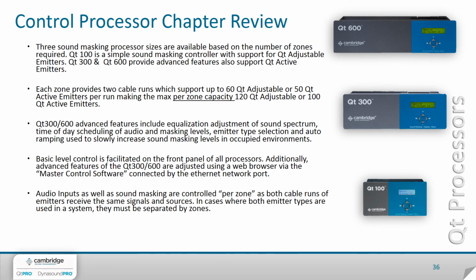Audio inputs as well as sound masking are controlled per zone, as both cable runs of emitters receive the same signals and sources. In cases where both emitter types are used in a system, they must be separated by separate zones. QT control processors provide 4 unique sound masking generators and amplifiers for each zone, making them less affected by acoustic interference than other types of sound masking systems.